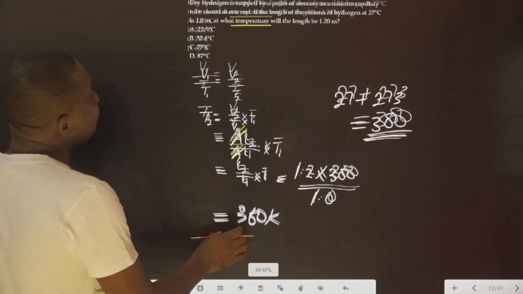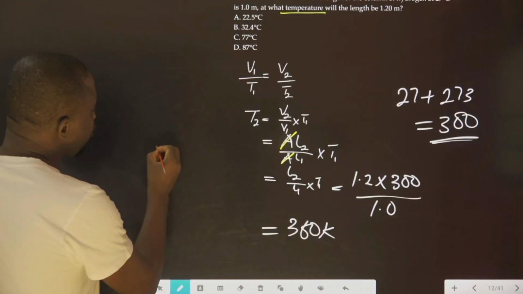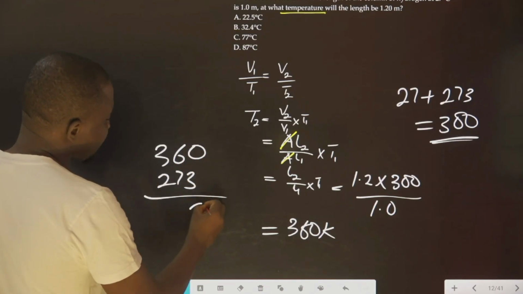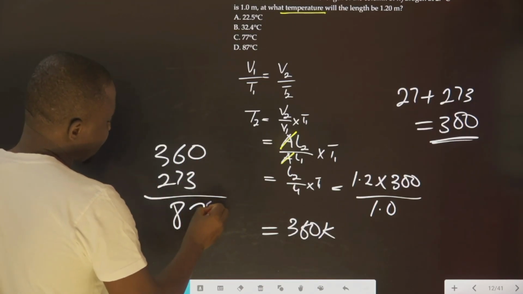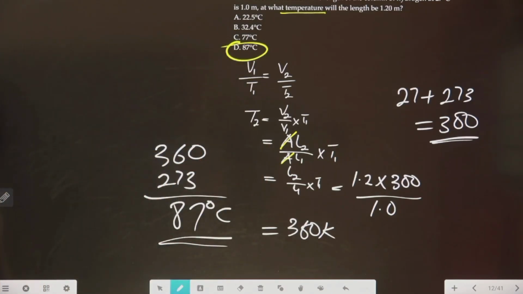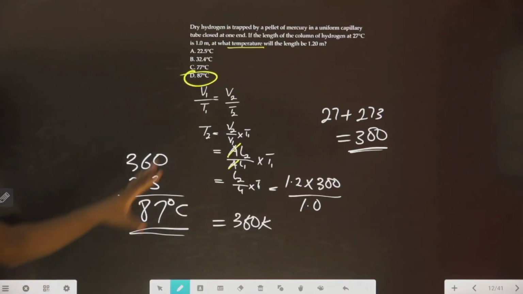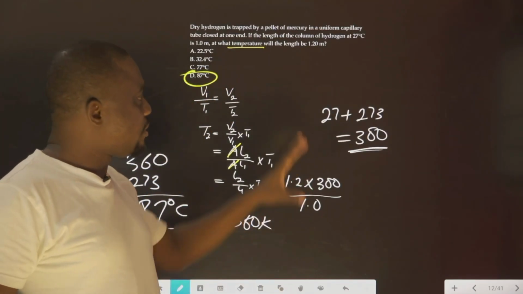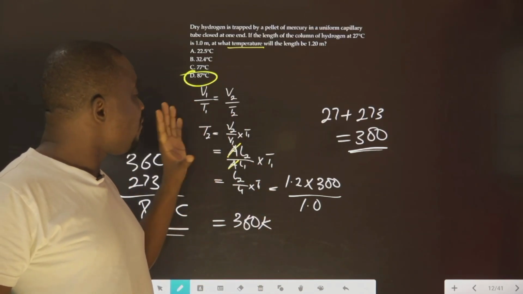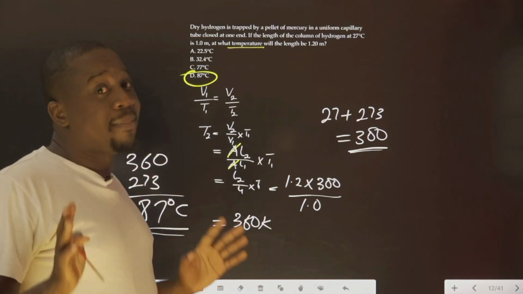And you agree with me that the answer is in Kelvin. So what we need to do, we subtract 273 from this to have 87 degrees Celsius. It means the answer is what? Is D. The answer is D. Hope you understand. Just start with Charles's law. Remember to convert to Kelvin. Once you convert to Kelvin, also remember that volume is area multiplied by height.